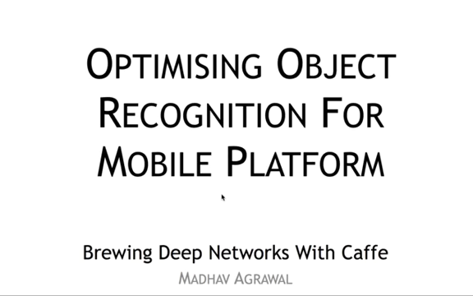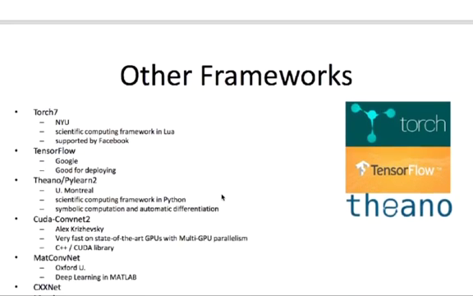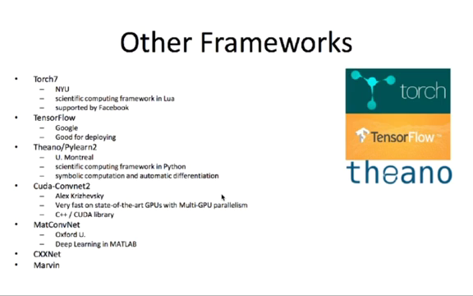Today we'll talk about optimizing object recognition for mobile platforms with Caffe. There are other frameworks available for deep learning like Torch7, TensorFlow, Theano, Pylearn2. These frameworks are basically for deep learning for some specific task, like GoogLeNet is very useful in the deployment phase. Torch7 is supported by Facebook, which is used basically for scientific computing. And TensorFlow is supported by Google, which is basically used for deploying.